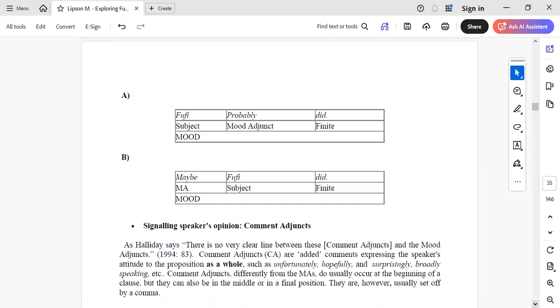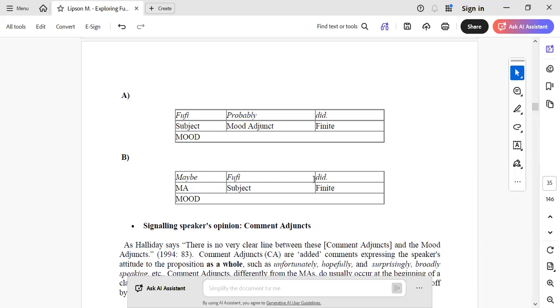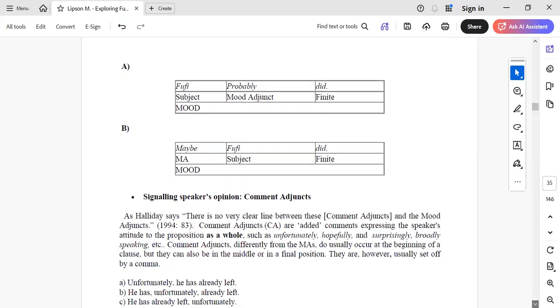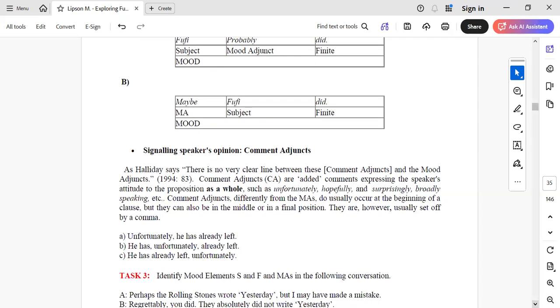Fufi probably did, right? So we have the subject, then the mood adjunct, and then the finite. Maybe Fufi did. So we have MA, subject, and finite. Now, what does that mean? A mood adjunct can come in two positions, either at the beginning or in the middle. Usually it comes in the middle, right? But it doesn't show any sort of tense.